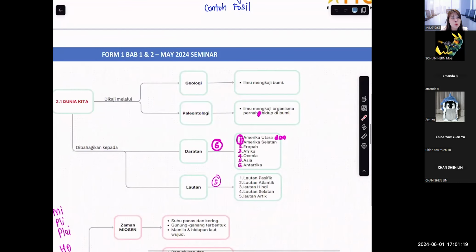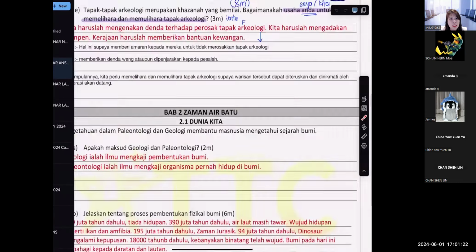Teacher, go to number 2. Number 2, is it just now the answer here?